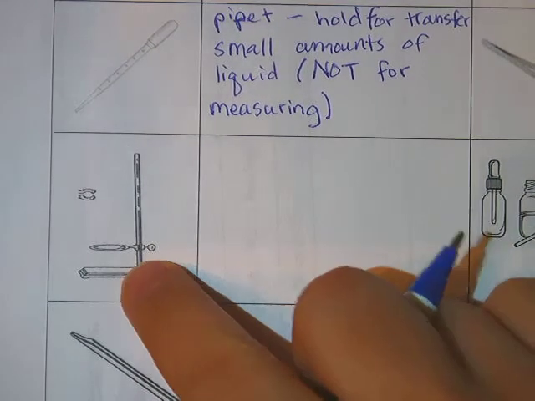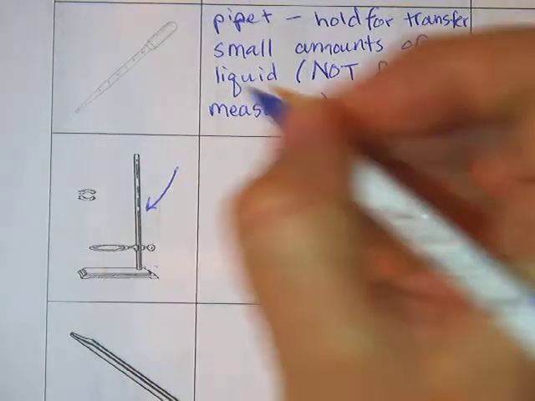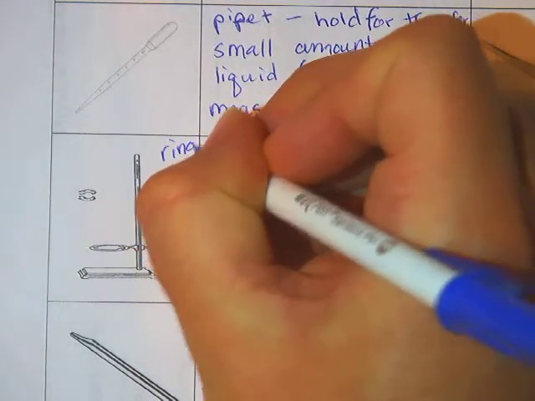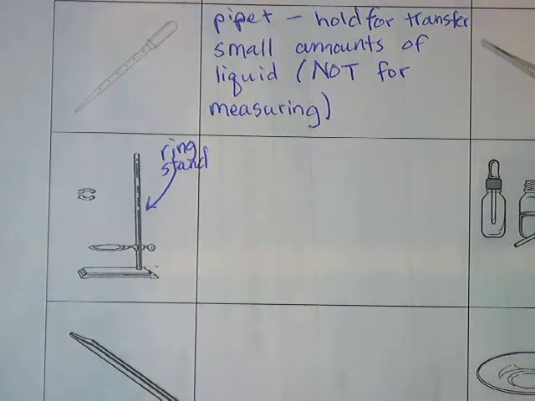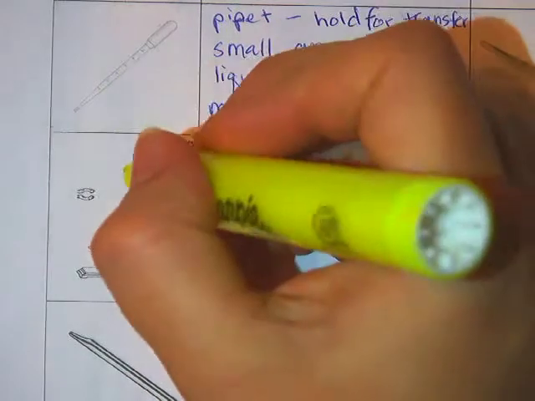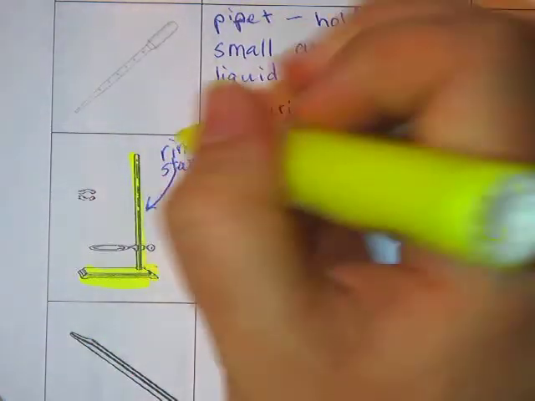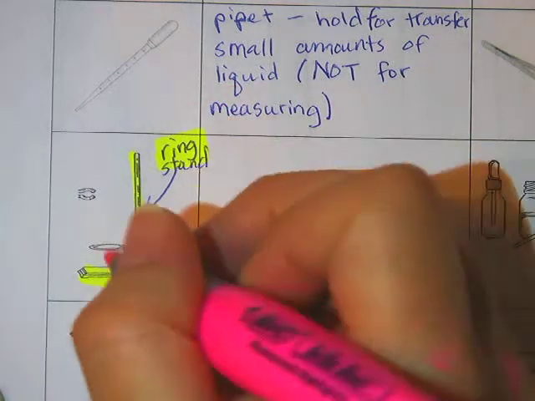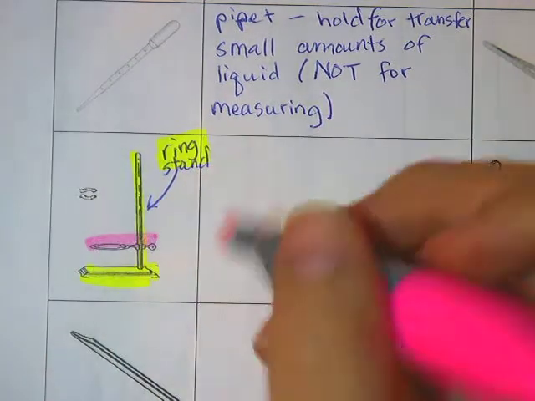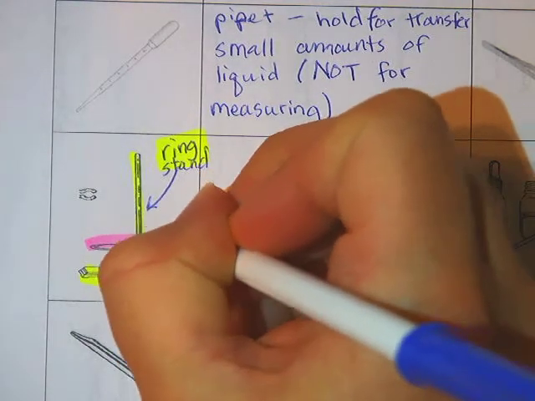This next thing is several pieces. You have a ring stand right here. The ring stand is this part that I'm going to highlight in yellow. That's the ring stand. Then you have a ring. That's this pink part I'm highlighting. That part is called a ring.